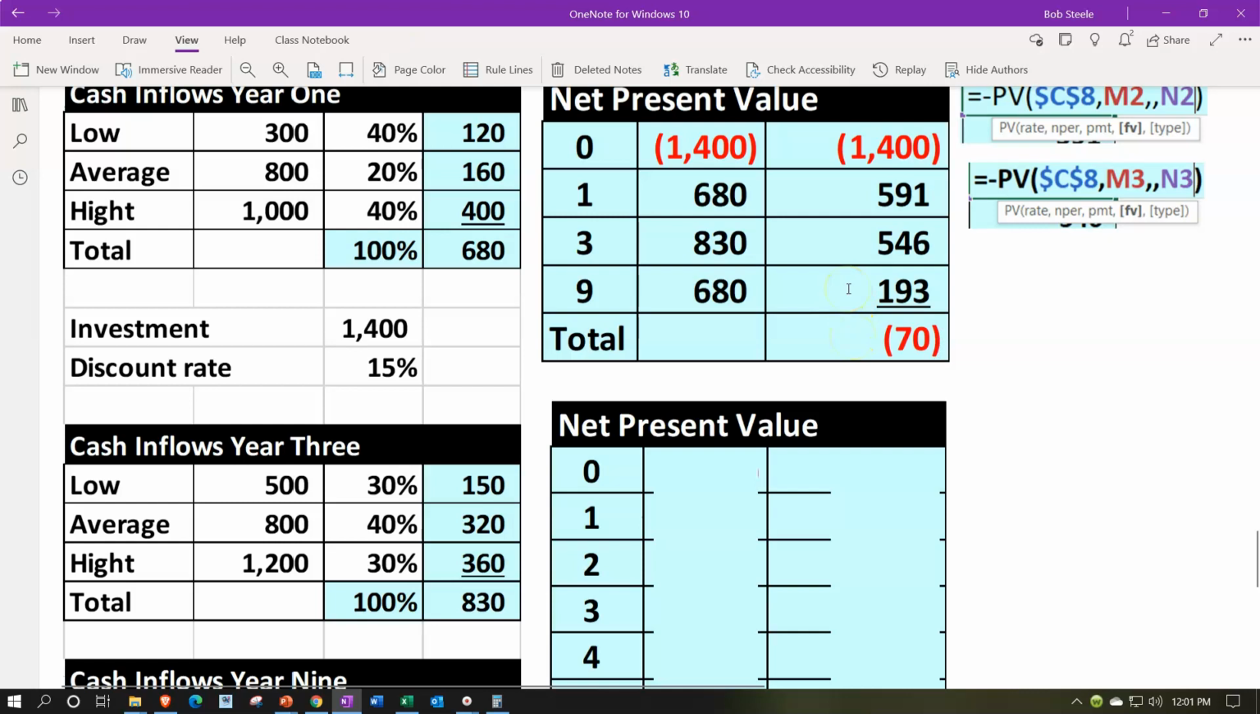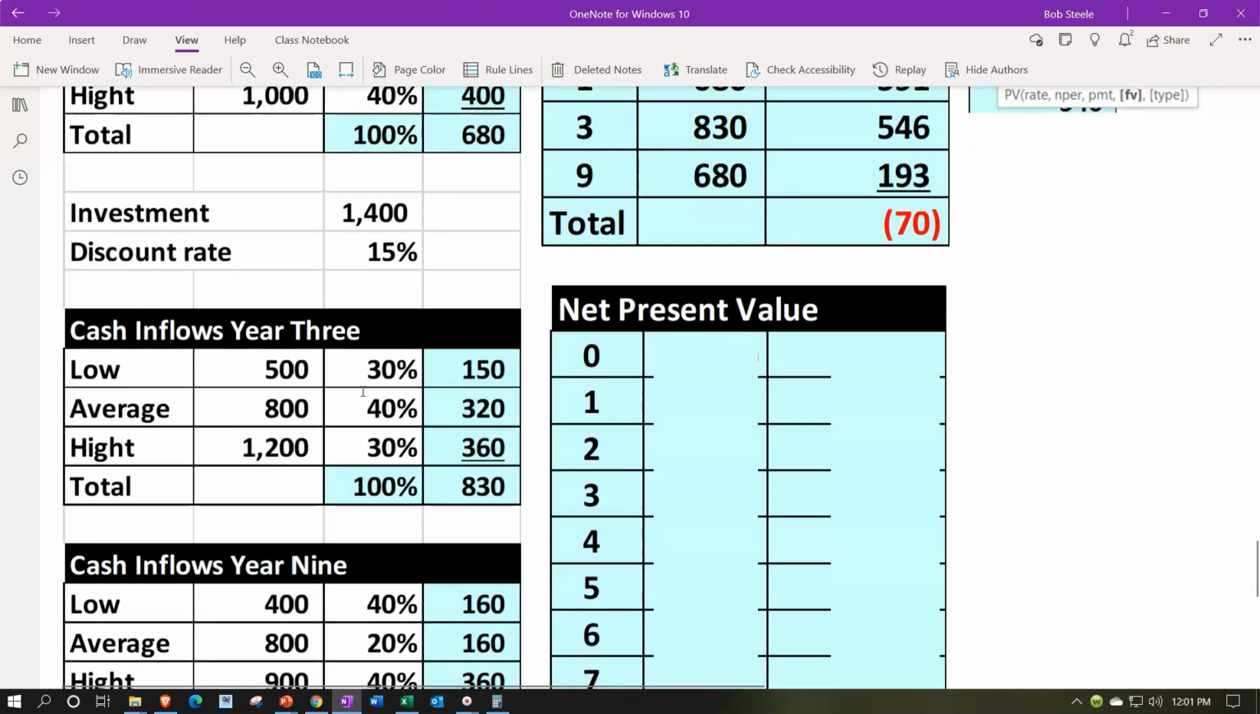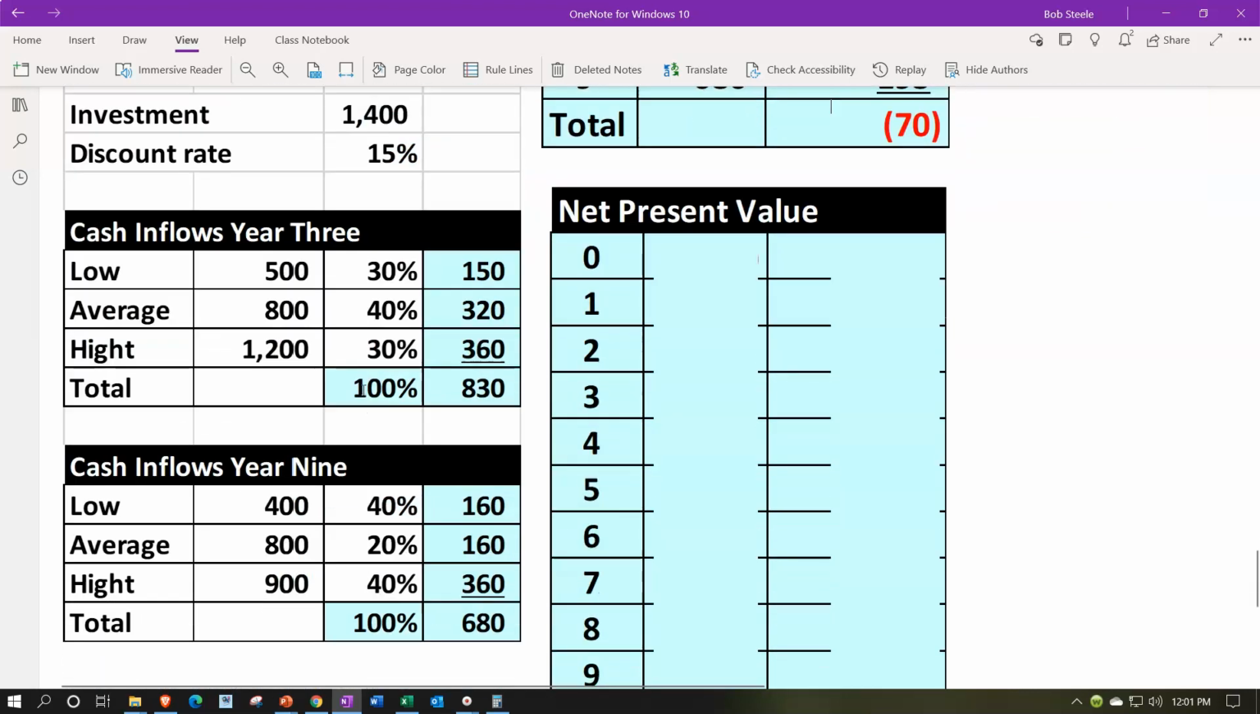That means we haven't cleared the hurdle rate or the discount rate, so we might not take on the project based on that because we haven't cleared the 15%. If it was 0 or above, you'll recall that might be something that we would then take on. That's the general rule for the net present value.